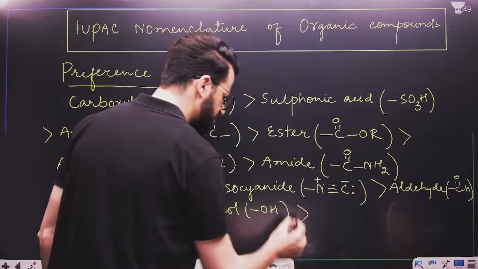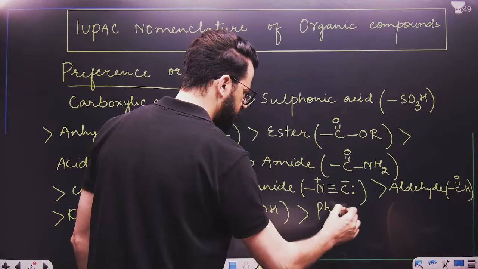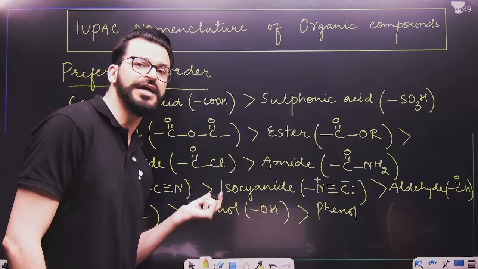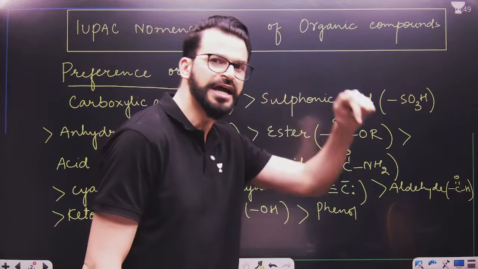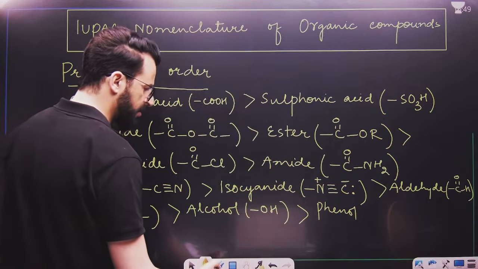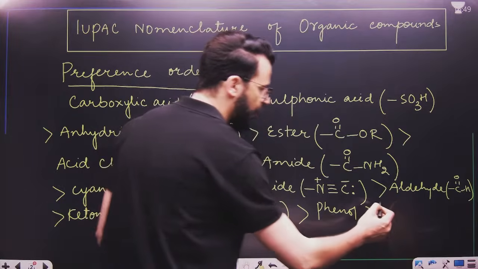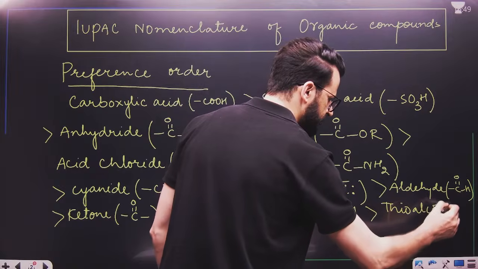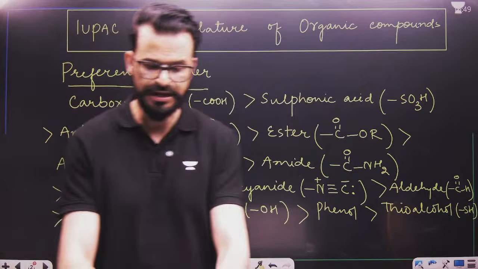Now after that, this is the trick to remember this. Then phenol. Phenols also have O, but the only difference is that in alcohol, OH is attached to an sp3 hybridized carbon, but in phenol, OH is directly attached to an aromatic ring. I hope this point is clear. Both have the OH functional group. After that, thiol or thioalcohol, that means having S, sulfur. Now tell me, is this understood?